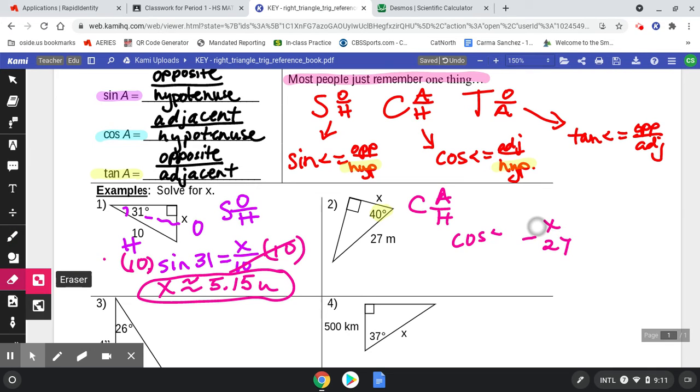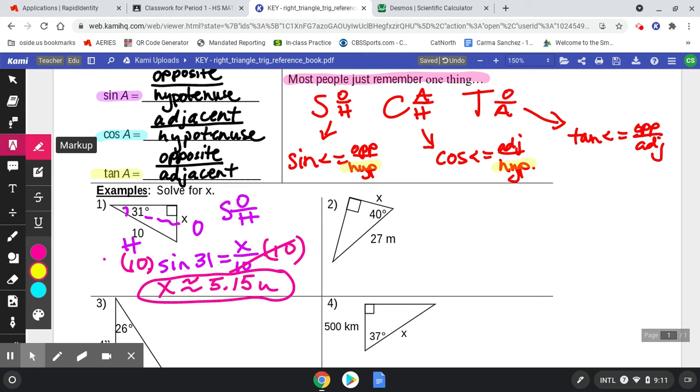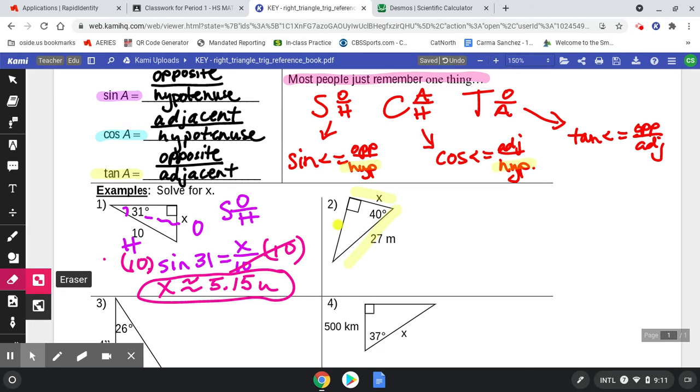So hang on one second. I'm going to go back and make sure you understood that. Why did I use the cosine this time? Because this time they gave me an adjacent with the hypotenuse. Notice that this opposite over here was not given to us. So what uses the adjacent and what uses the hypotenuse? That's my cosine ratio. Cosine is equal to the adjacent over the hypotenuse.